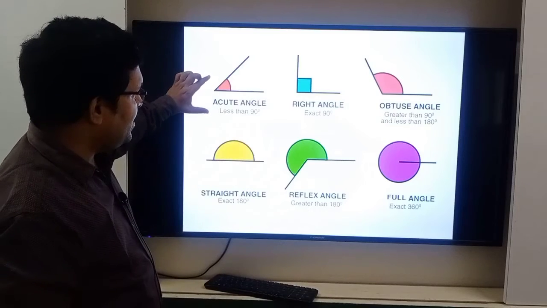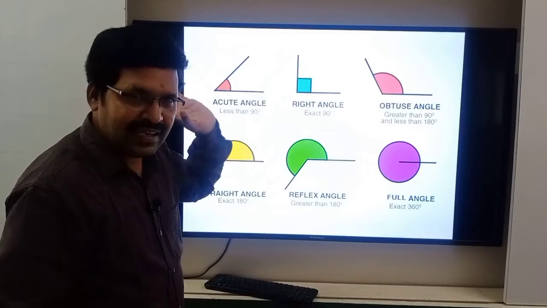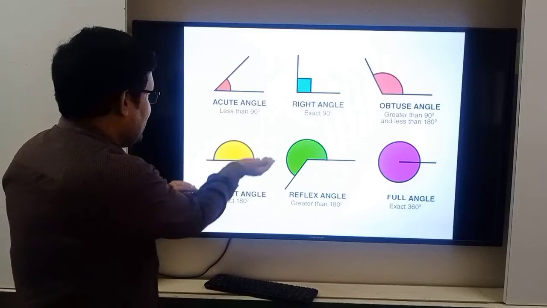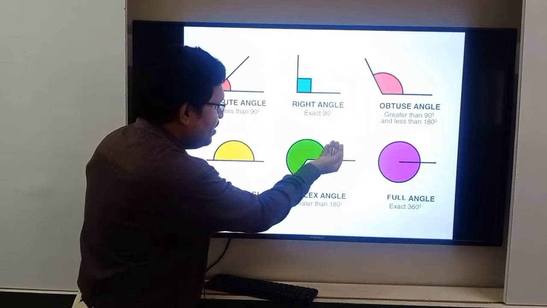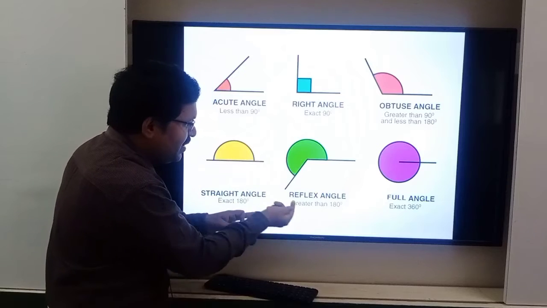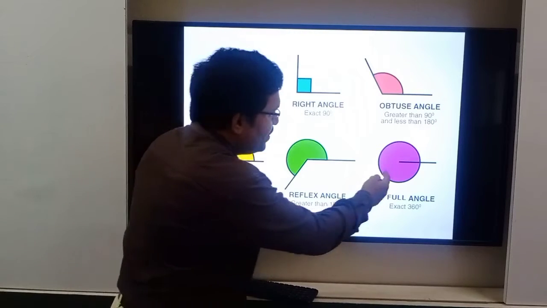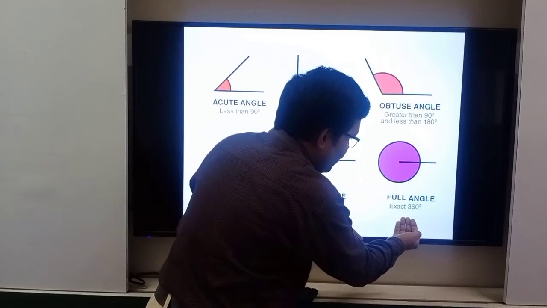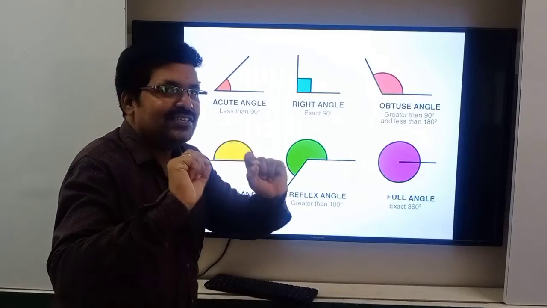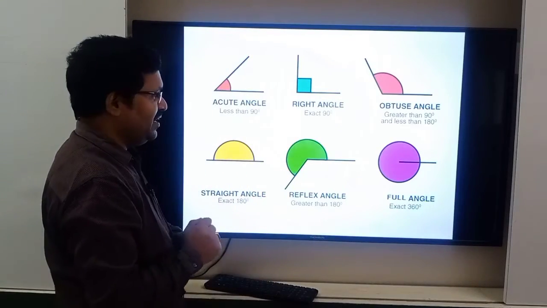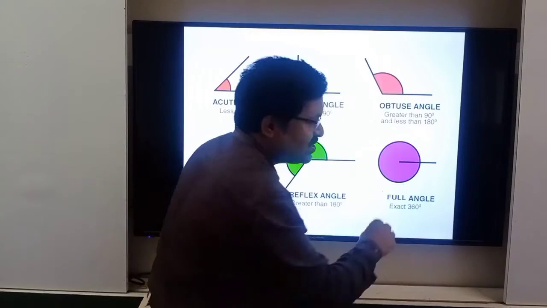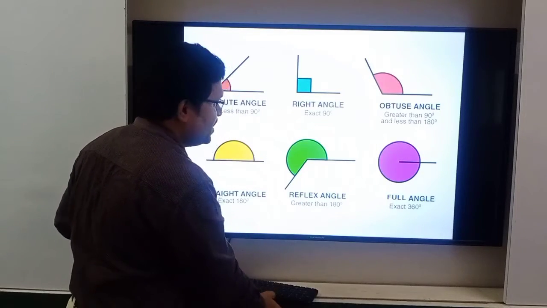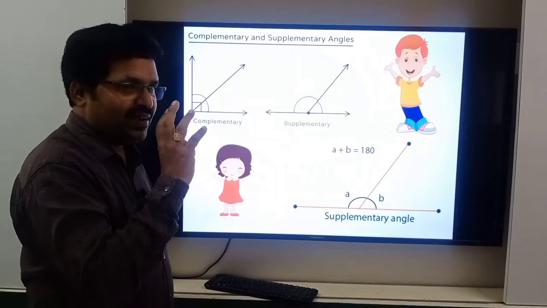So let us see some more like that. This is an acute angle. We have seen this is the right angle. Obtuse angle, we know it already. Yes, this is a straight angle. This is a reflex angle, more than 180 degrees. And this angle starts here and makes one full round. We call it a full angle, exactly 360 degrees. 360 degrees we always call a full, complete angle. That's good. So we have seen different types of angles.